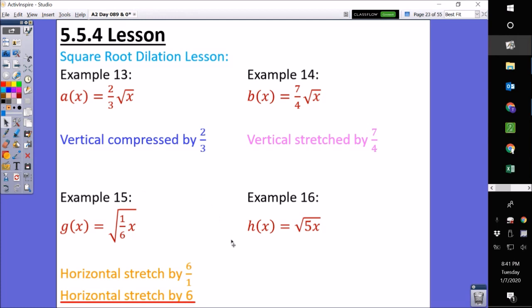Moving on to example 16, we have h of x equals the square root of 5x. We see that the 5 is inside the square root and it's in front of x, so this one will be classified as horizontal. We can clearly see that 5 is greater than 1, so this will be classified as horizontal compressed, and then we have to do the reciprocal. If it's 5, then the reciprocal of 5 is 1 over 5. So horizontal compressed by 1 over 5.